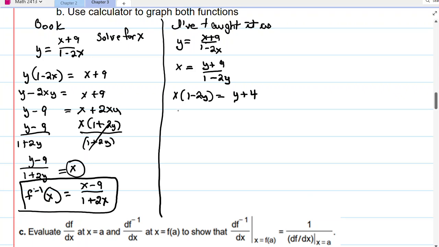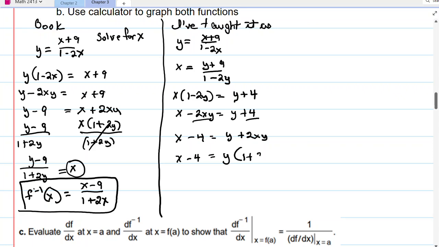I'm going to do the distributive property. I'm going to subtract the 4 and add that, because I need the y's on one side. This time I'm factoring out the y. I'm going to divide both sides by that factor.